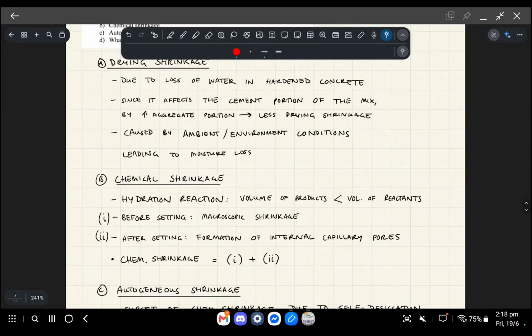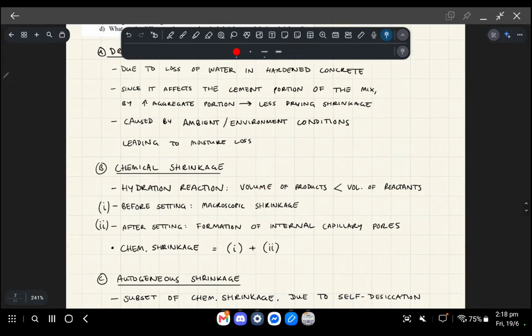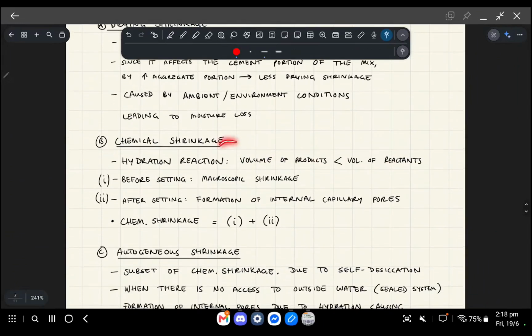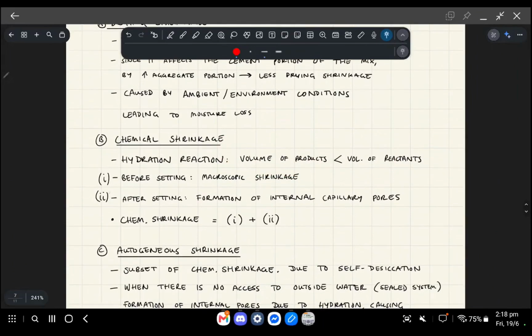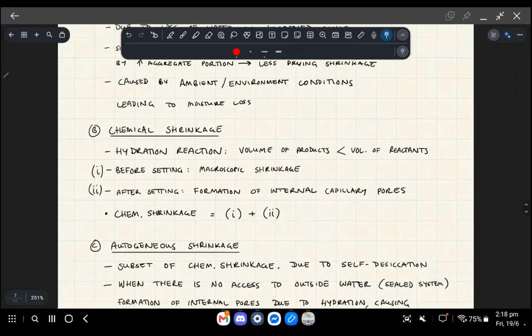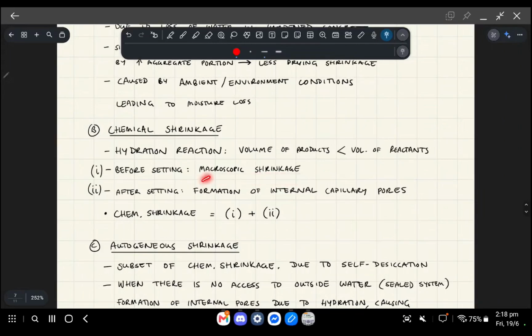Chemical shrinkage. Okay, so the hydration reaction of cement, basically, the volume of products is less than the volume of reactants, right? Let's read the next line. Before setting, you've got the macroscopic shrinkage, which is the amount of shrinkage.